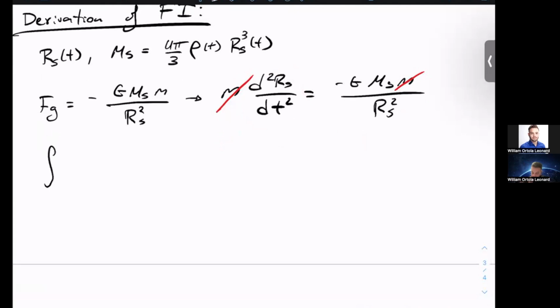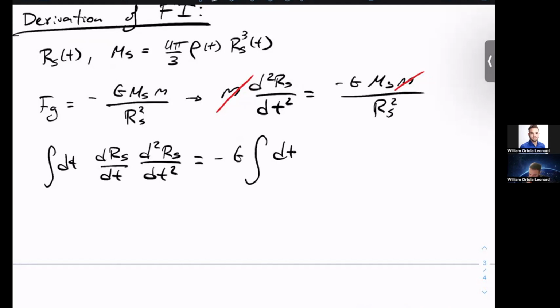And then we're going to integrate all of this. So we're going to have the integral with respect to time of dR_s/dt times the second derivative d²R_s/dt² equal to the negative of the integral of G dt times the mass of the sphere divided by the radius of the sphere squared times dR_s/dt.